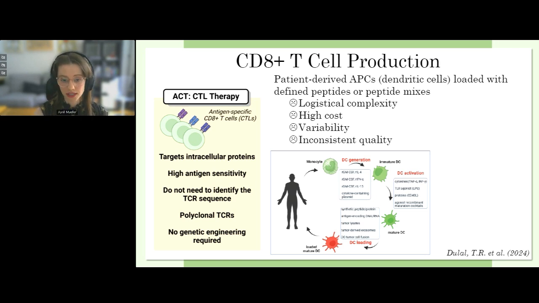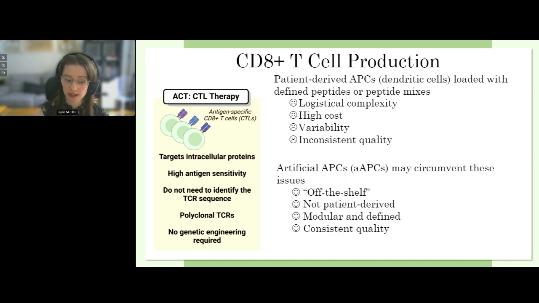It's a very long process, can take up to a week, and you actually get a very low yield at the end of the day. So overall, this results in high cost and variability, which isn't great for adoptive cell therapies, where you want something very consistent. On the other hand, artificial antigen-presenting cells may circumvent these issues.